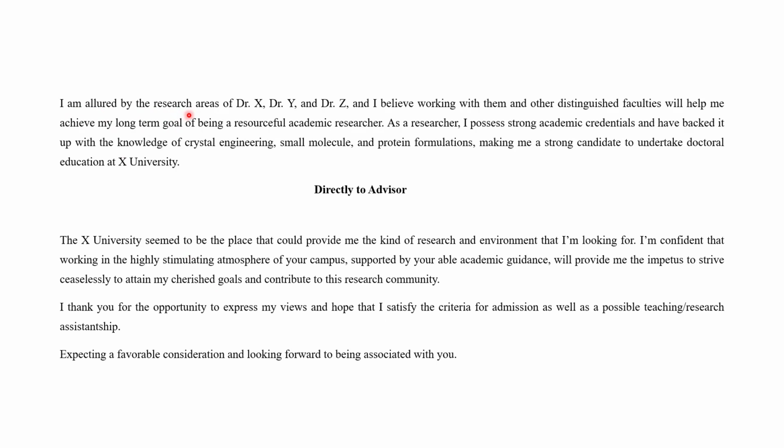Then there is another way. I'm allured by the research areas of Dr. X, Y, and Z, and I believe working with them and other distinguished faculties will help me achieve my long-term goal of being a resourceful academic researcher. As a researcher, I possess strong academic credentials and have backed it up with knowledge of crystal engineering, small molecule, and protein formulations, making me a strong candidate to undertake doctoral education at the X university. Right. So this was when you were directly applying to the university or the institute.